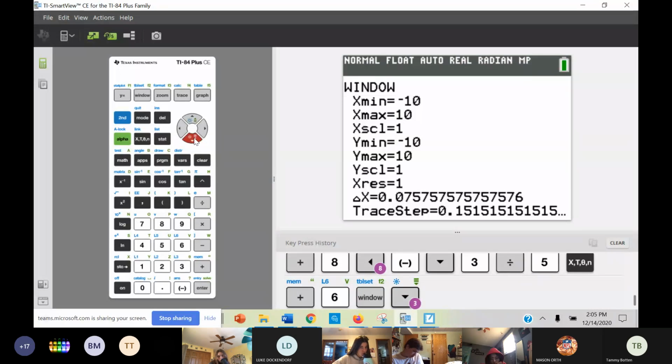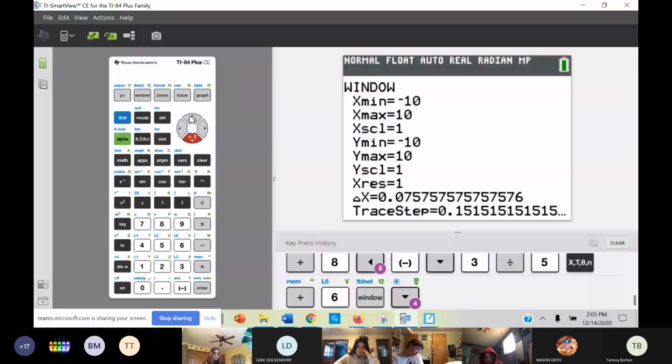Then if you go to your y min, that's on your y-axis. What do you want your smallest number to be? And we are going to say -10. Your y max, we're going to say 10. And your y scale is 1. So this is kind of your typical window that we use.